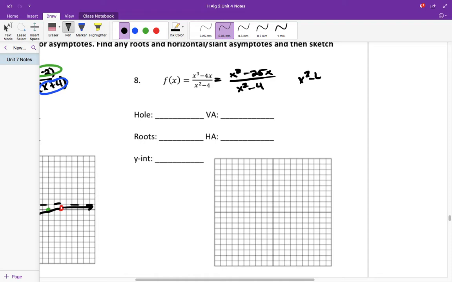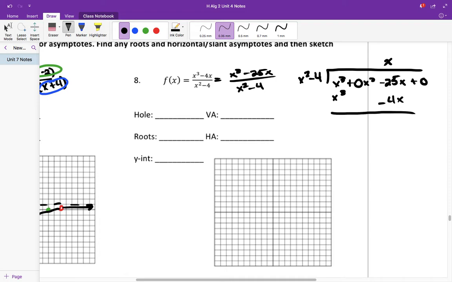We're going to set up that long division once again, x squared minus 4 on the outside, x cubed plus 0x squared minus 25x plus 0 on the inside. Once again, you're going to multiply by x to get your x to the thirds to match up, and then your minus 4x. At which point, let's change my signs, minus plus. x to the third minus x to the third is 0. 0x squared has nothing to combine with. So then I've got a negative 21x as my remainder, so plus a negative 21x over x squared minus 4.